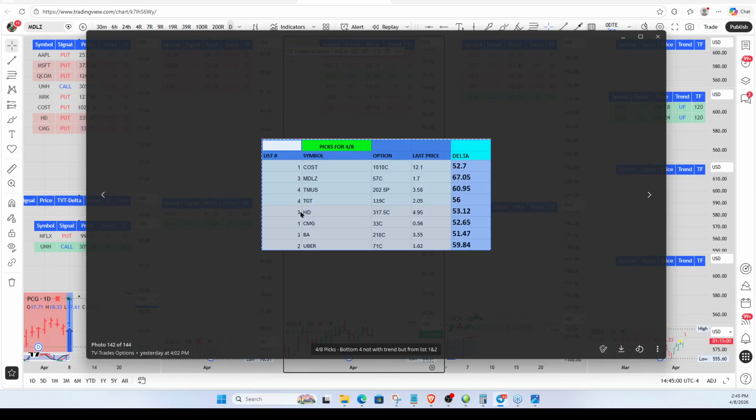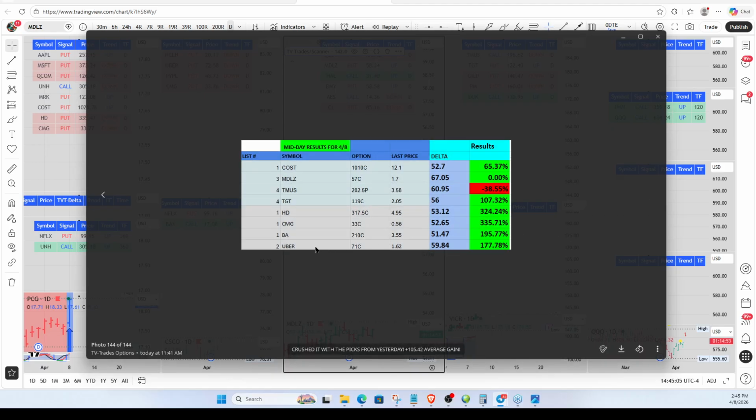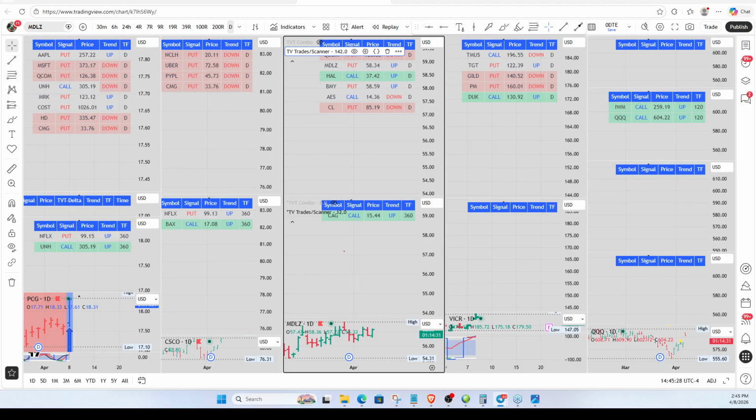These guys down here on list 1 and 2 were not with the trend. And if you look at the results from those guys that were not with the trend, 324%, 335%, 195%, 177%, they're better than the ones that were with the trend. The stuff in list number 1 and 2 is the most reactive. But you see list number 4 had Target in there, and that was up 107%. Yeah, Mark, if you want to pay a little more money, then you can always buy a higher delta. You're just going to pay more up front.